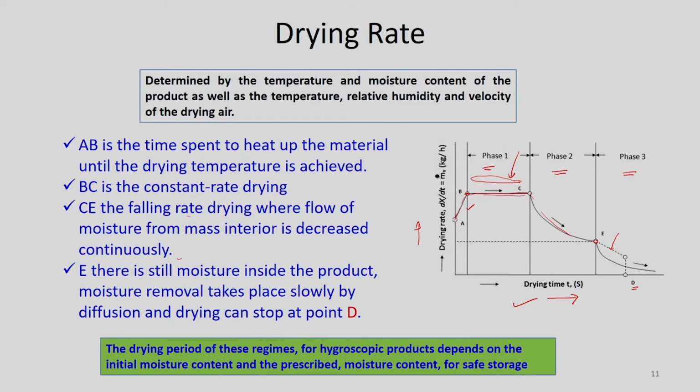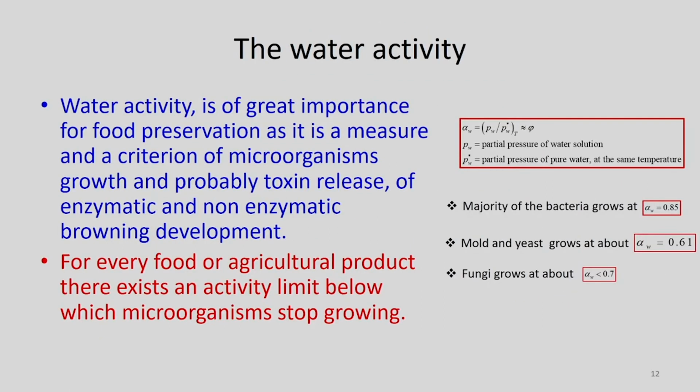The drying period of these regimes, phase 1, phase 2 and phase 3, that is constant rate drying, then falling rate drying and second falling rate drying for hygroscopic products, depends on the initial moisture content and the prescribed moisture content for safe storage, which is very important. So, this drying rate curve is important to understand how drying is taking place for any substance.